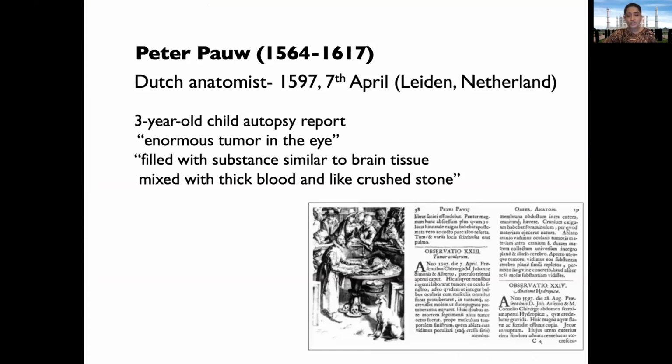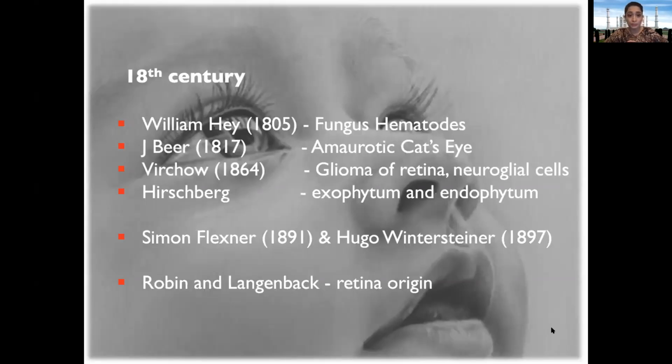But in order to know how we have progressed and what the advancements are, it's very important to know where we started. So it was Peter Paul in the 15th century who actually identified a tumor very similar to retinoblastoma and was the first to report it in the literature. It was rediscovered by Hirschberg in the 19th century, where you can see this is exactly what he wrote: an enormous tumor in the eye with thick blood and like crushed stone. Probably it could be the calcification of the retinoblastoma that he was mentioning.